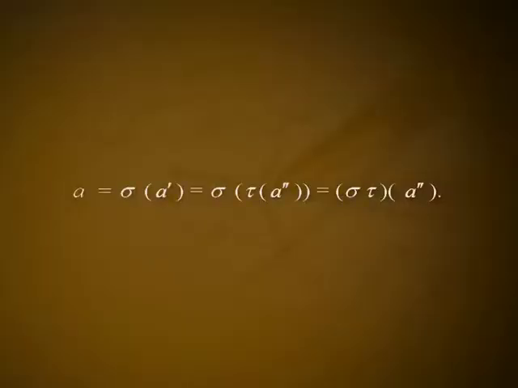Let a belong to A. Since sigma is onto A, there exists a' in A such that sigma of a' is equal to a. Since tau is onto, there exists a'' such that tau of a'' is equal to a'. Thus, a is equal to sigma of a', which is equal to sigma of tau of a'', which is equal to sigma tau of a''. That is, corresponding to a given a in A, there exists a'' in A such that a is equal to sigma tau of a''. Hence, sigma tau is onto A. That is, sigma tau is both one-to-one and onto, and hence is a permutation on the set A.